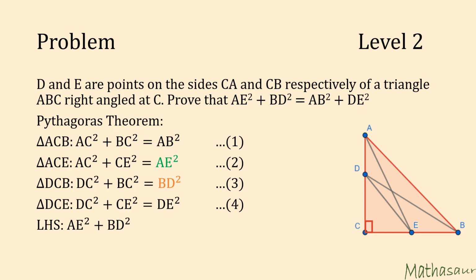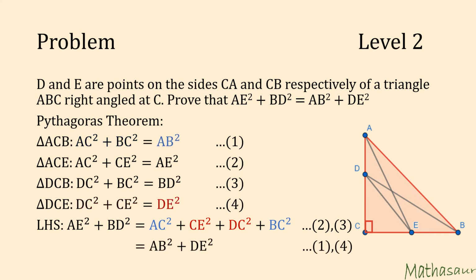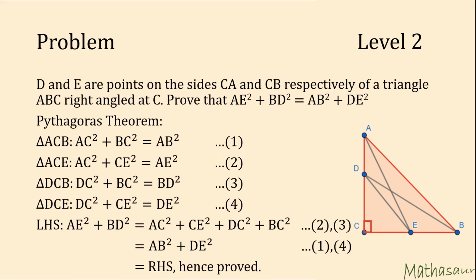Now let us look at the left hand side of the statement that we are trying to prove. AE square plus BD square. Let us substitute their values from statements 2 and 3. Do you see something interesting? We can club AC square plus BC square, which is appearing in the first statement, and we can club CE square and DC square, which is there in the fourth statement. Now substituting their values, we see that it comes out as AB square plus DE square, which is the right hand side of the given statement.